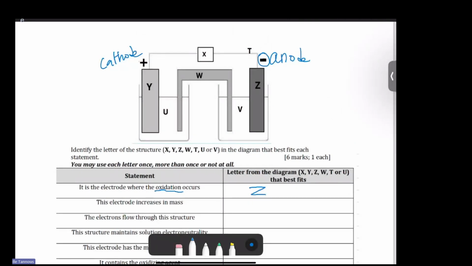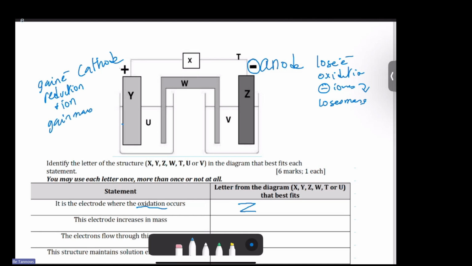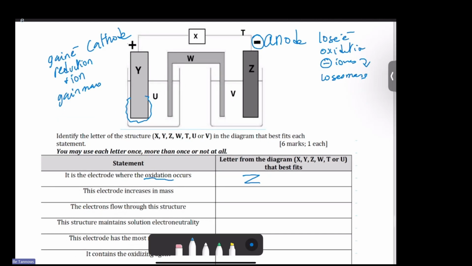Oh yeah, I forgot to mention this. The anode loses electrons, undergoes oxidation, negative ions migrate to it, and it loses mass, it reduces in mass. The cathode gains electrons, there's a reduction, positive ions migrate to it, and it gains mass, it increases in mass. Yani, after a while this becomes large and this will disappear. So the increase in mass is at the cathode, it's the Y.